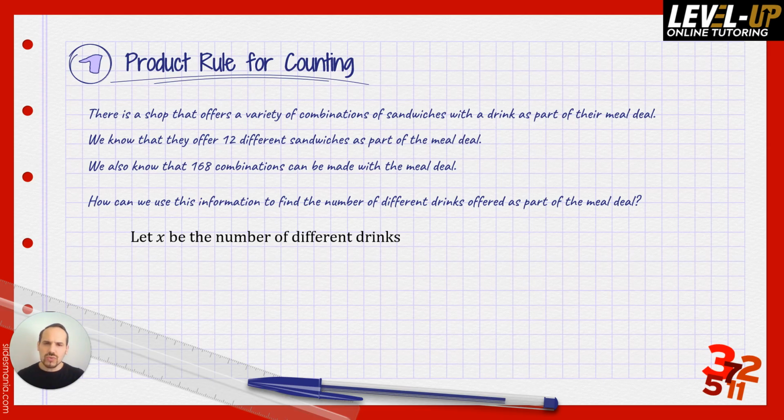And now we can use what we've just learned a moment ago, that the number of combinations we can make is going to be simply the number of sandwiches times the number of drinks. And so we form a little equation like this. 12x is going to equal 168, because 12 being the number of sandwiches, x being the number of drinks. And we can solve something like that quite easily. Just do 168 divided by 12, and we get 14. So there we go. If we're not worrying about repeats of combinations, then yeah, it would just be as simple as that.